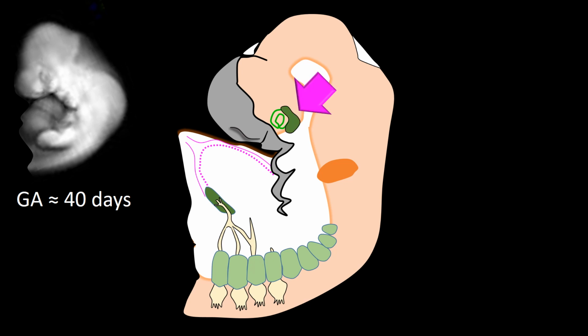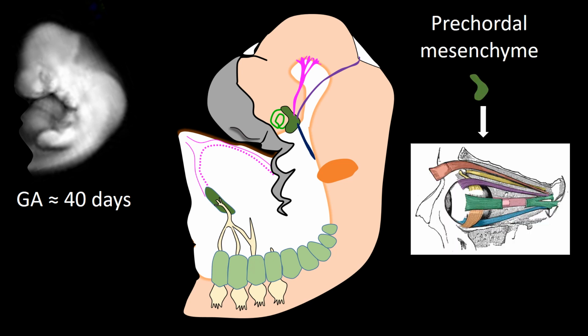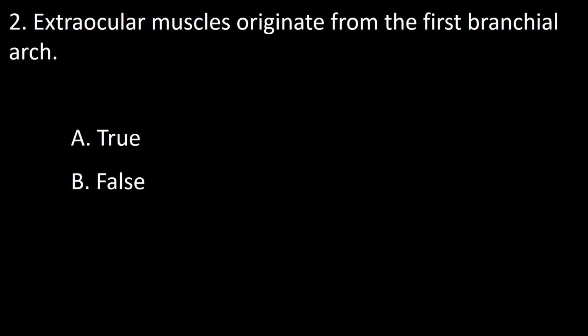I have now added the epichordal mesenchyme. The third cranial nerve arises from the anterior aspect of the mesencephalon, the fourth cranial nerve from the posterior aspect of the mesencephalon, and the sixth cranial nerve from the rhombencephalon, specifically from the pons. As we can see indicated in this frame, the epichordal mesenchyme forms the extraocular muscles, including the levator palpebrae. So the answer to this question is B.